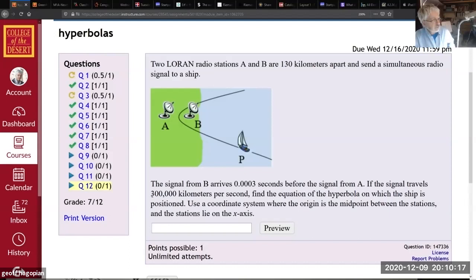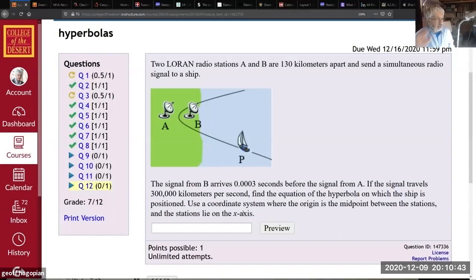If the signal travels at 300,000 kilometers per second, I think that's close to the speed of light. I'm not sure. Find the equation, maybe, in a marine atmosphere. Find the equation of the hyperbola in which the ship is positioned. Use coordinate system where the origin is the midpoint between the stations and the stations lie on the x-axis.